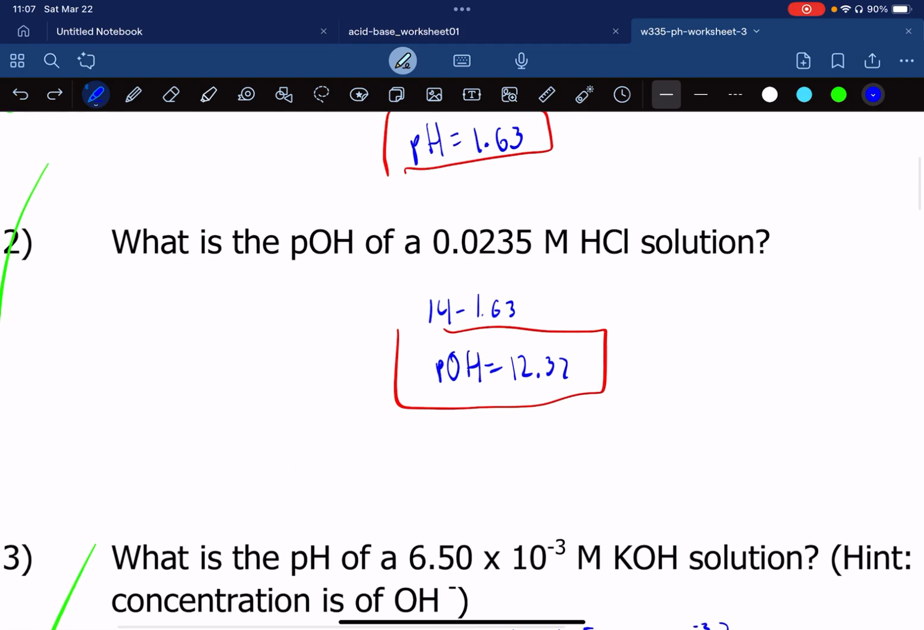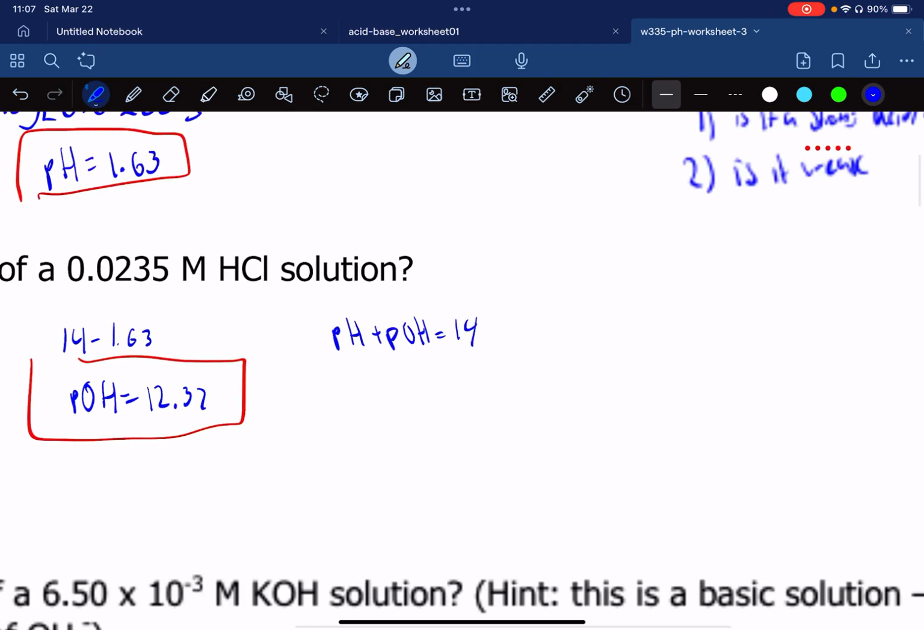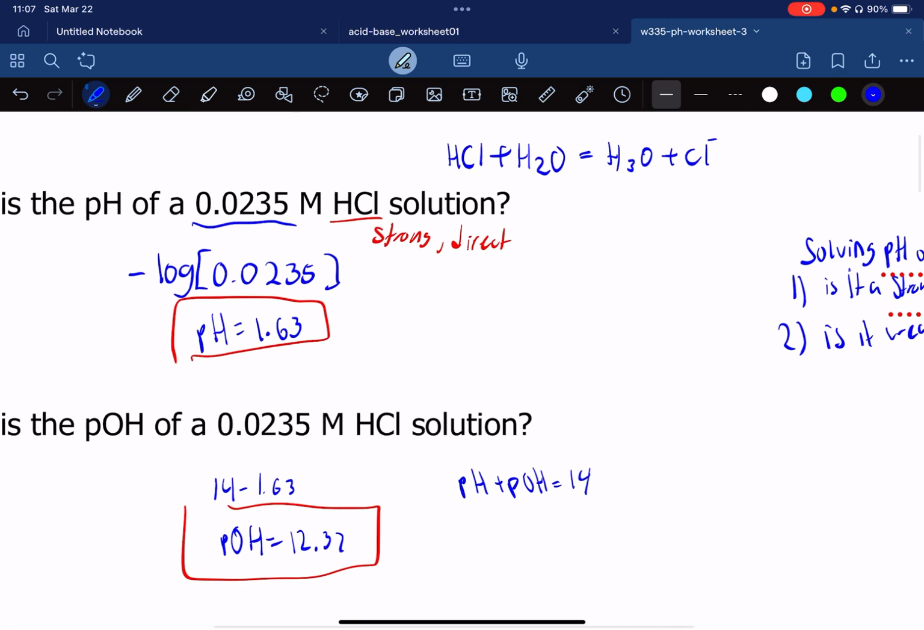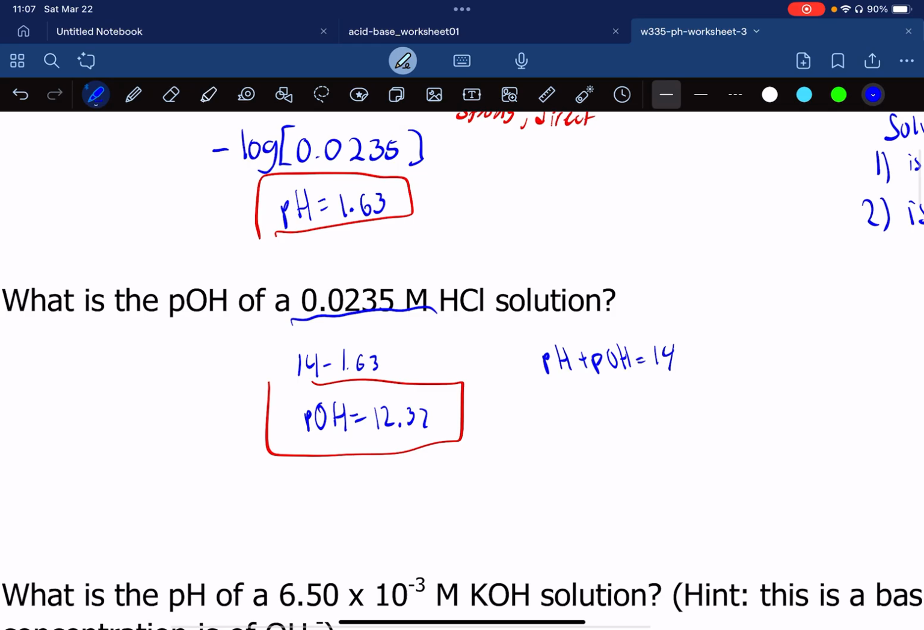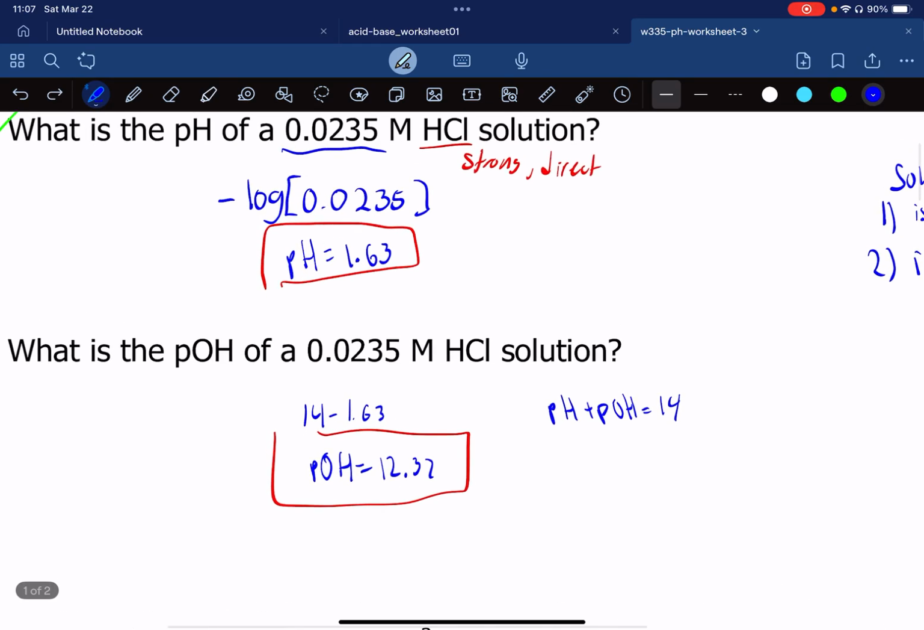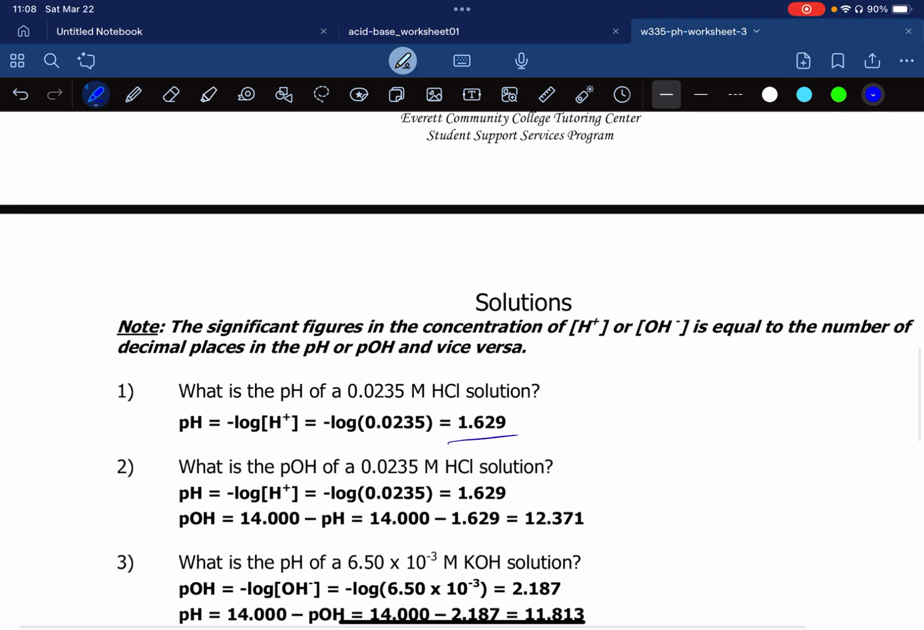Now, what is the pOH? We know that pH plus pOH is equal to 14. This is a law, right? That's about 4. So if you have one of the other, you can always find the other. In this case, we calculated the pH in this one. The concentration remains the same. So we just do 14, subtract our previous answer, and we get the pOH. And then we see that it's the correct answer.